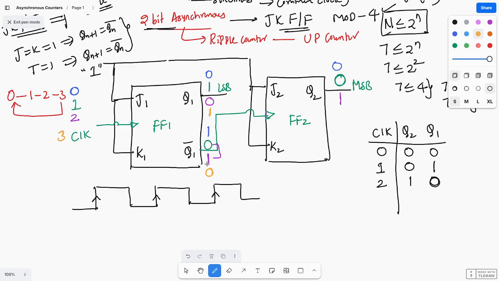So negate of clock means what? This is negate of clock, so it is going from 1 to 0. What happens? It will stay in the same state, so that means it will be in 1 only. So that means at the third clock pulse it becomes 1 1.